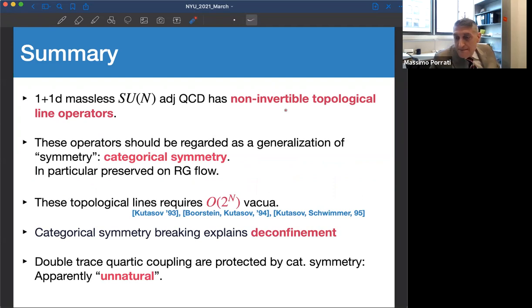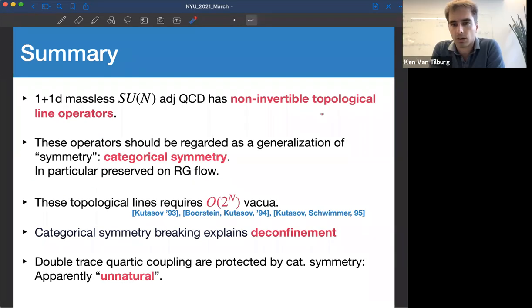Yeah, Ken. Thanks, Kantaro. So this categorical symmetry, does it always have to be discrete, or can you have continuous ones as well? And if so, is there something analogous to Goldstone's theorem for continuous ones?